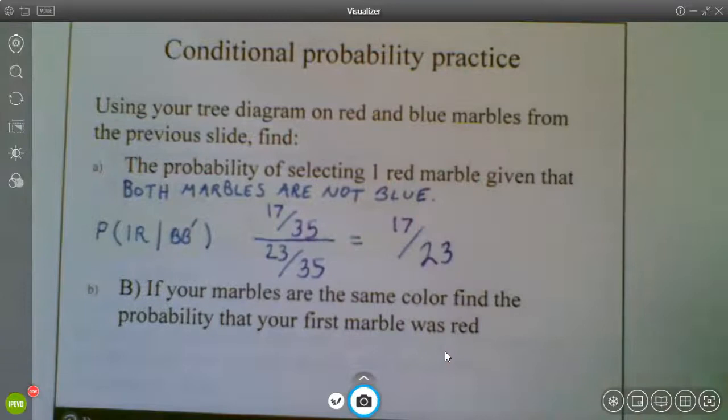Again, notice the main thing that got changed was the denominator, right? It was no longer out of 35 overall. It's technically out of 23, because there were 23 ways of not getting two blue marbles. Let's do another one. Last one.